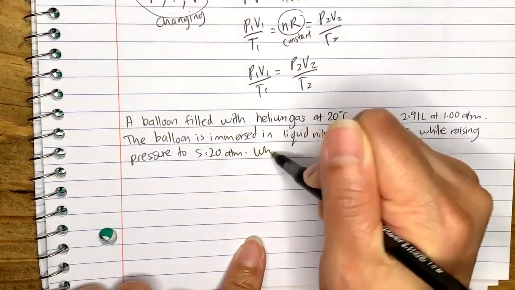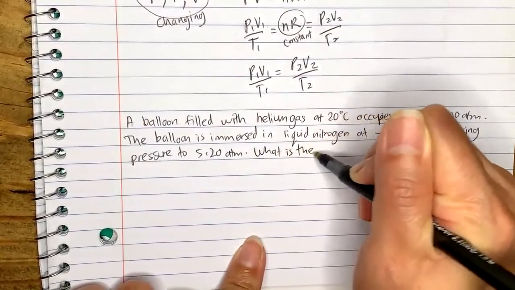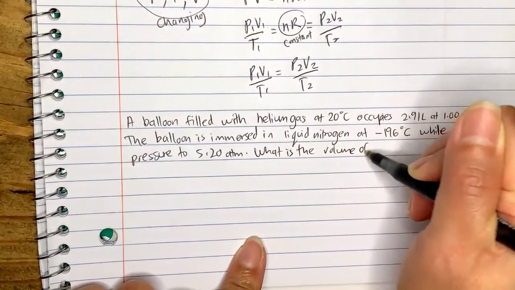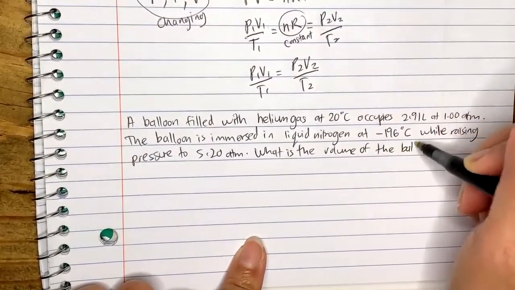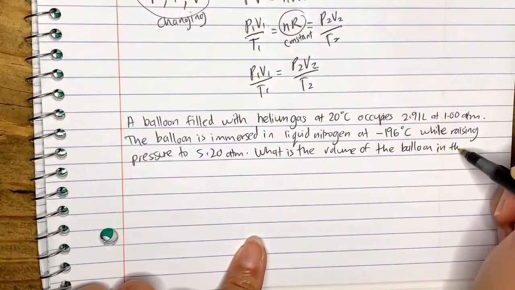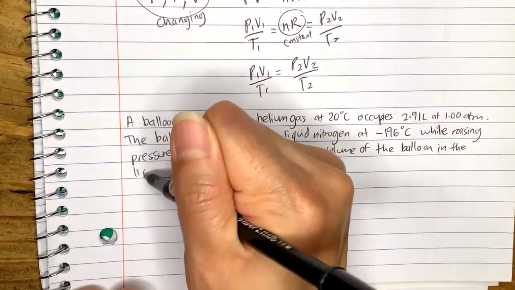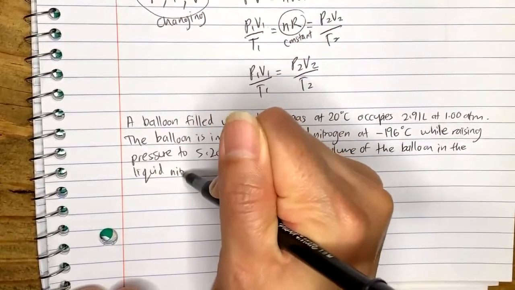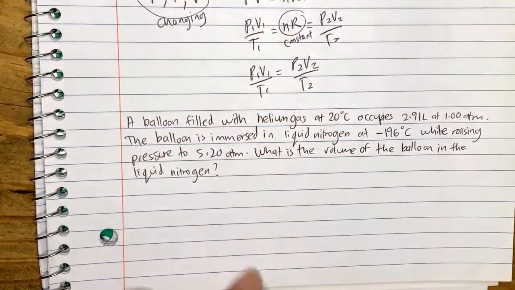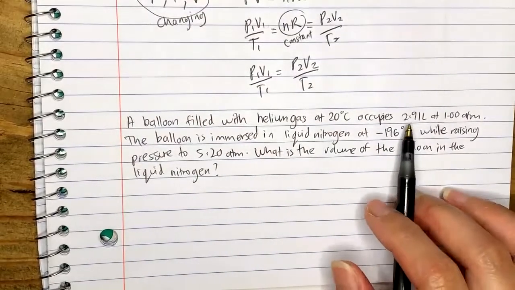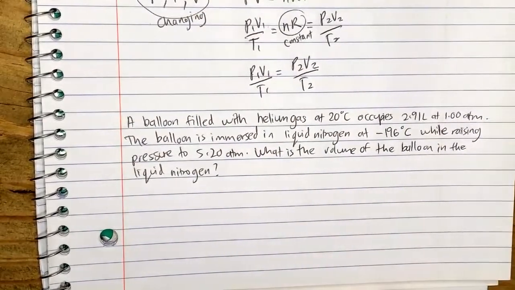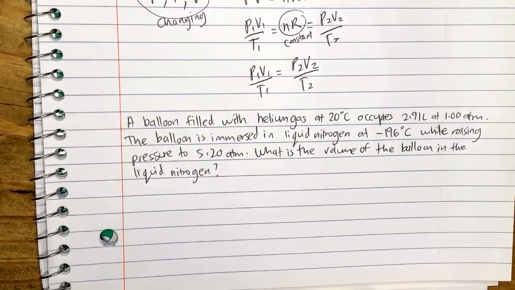It says, what is the volume of the balloon in the liquid nitrogen? So we have to calculate the volume. Originally it was almost 3 liters. It was 2.91 liters. So just imagine that, I guess that's 3/4 of a gallon, kind of almost. So it's not almost as big as a milk jug. This is a regular size balloon, right?